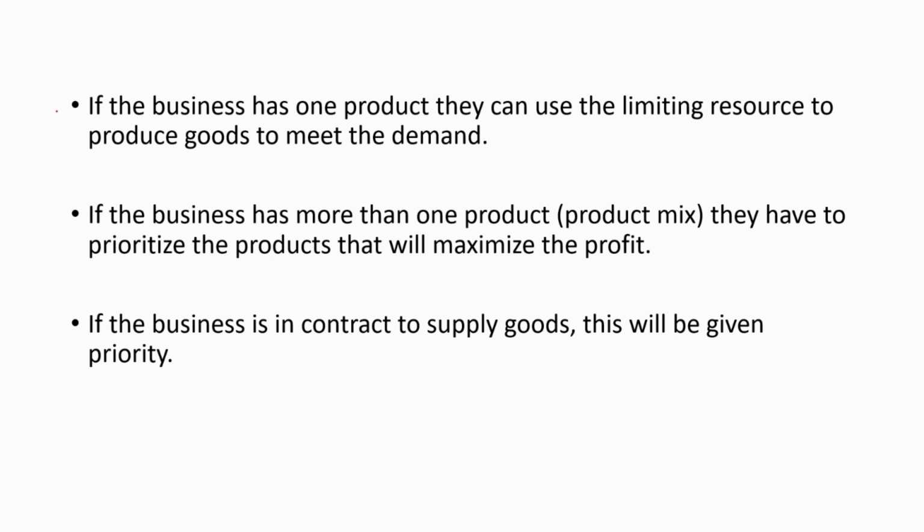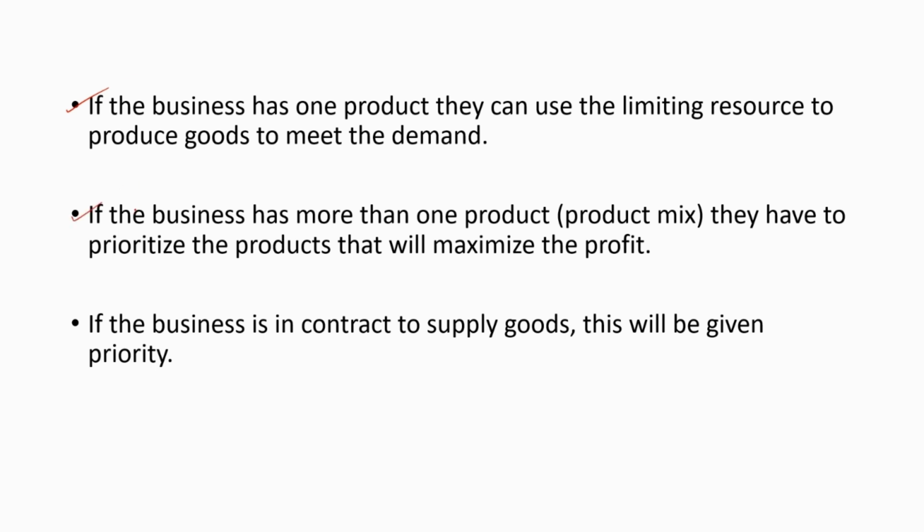There are three instances when it comes to limiting factor. If the business has one product, they can use the limiting resource to produce goods to meet the demand. Let's say there is a bakery. The limiting factor can be the supply of flour. But if the bakery is only producing bread, they can use all the flour to make bread.